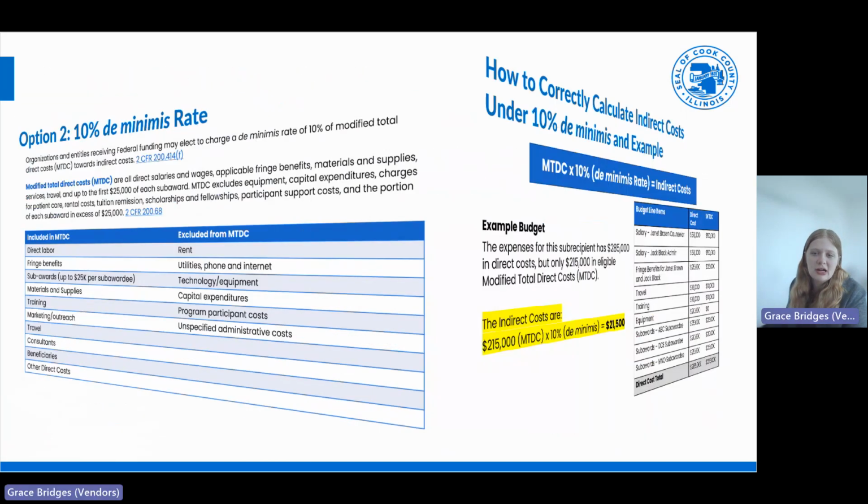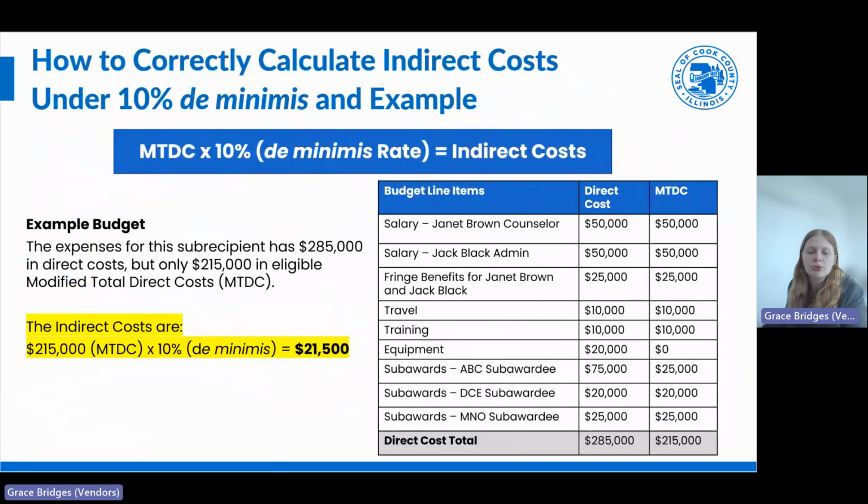So let's put this in the context of an example. Note the blue box at the top for how you'll actually make this calculation. So again, it's the MTDC times the 10% de minimis rate, and that's how we arrive at indirect costs. For an overview on this particular example budget, the expenses for this subrecipient are $285,000 in direct costs, but only $215,000 in eligible modified total direct costs. So the indirect costs are $215,000 times 10%.